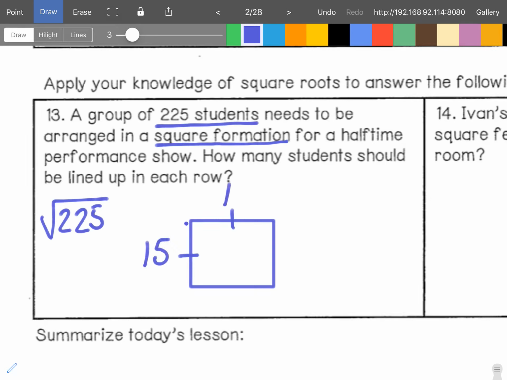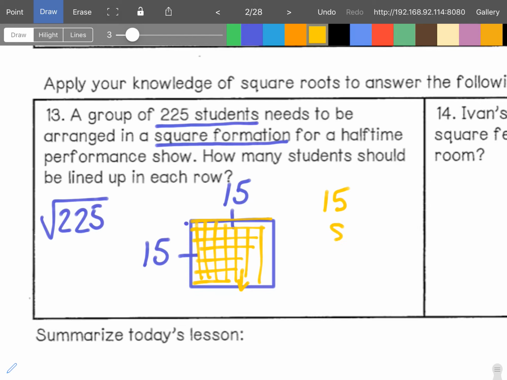15. So 15 times 15 is 225, which means we have to have 15 rows. So like let me use a different color. 1, 2, 3, 4, 5, all the way down to 15. Okay, we'd keep going. And then this way, 1, 2, 3, 4, 5, all the way to 15. Okay, so the answer is 15 students would have to be in each row.